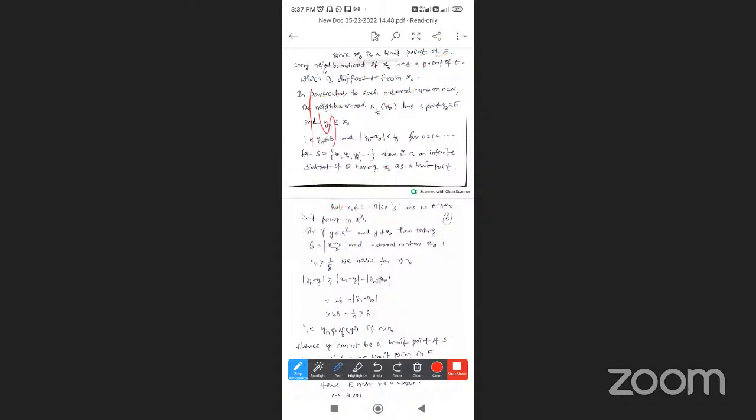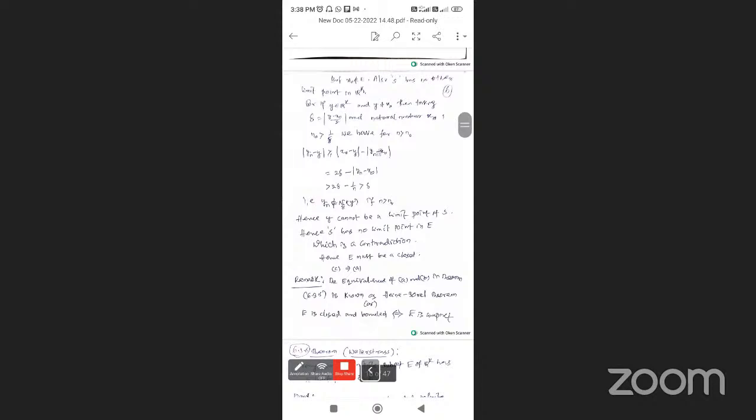So mod of Yn minus y is greater than or equal to mod of X naught minus y, minus mod of Yn minus X naught, which is 2 delta minus mod of Yn minus X naught. This is greater than 2 delta minus 1 by n, greater than delta. So Yn does not belong to the delta neighborhood of y, for n greater than or equal to n naught. Hence y cannot be a limit point of S. So S has no limit point in E, which is a contradiction. So E must be closed. C implies A is completed.